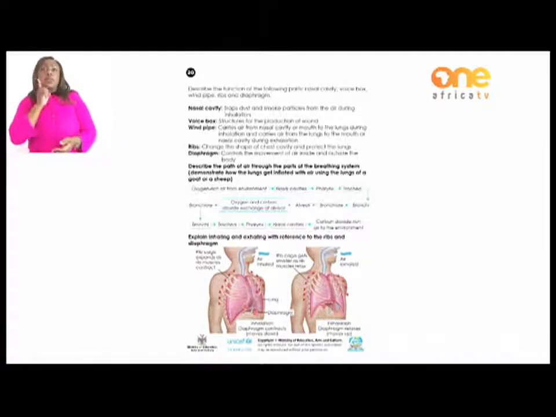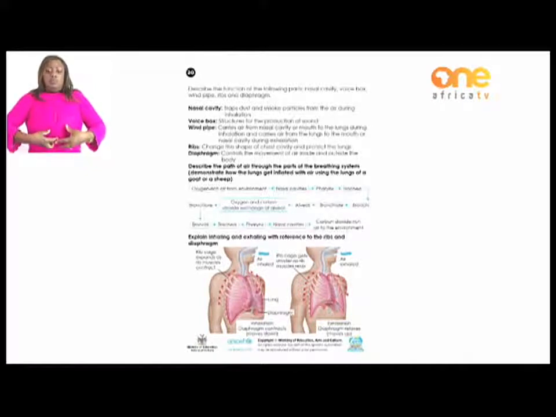Then we move on to the next part of our breathing system, which is the ribs. Ribs change the shape of our chest and protect the lungs. So here we are mentioning two functions of the ribs.